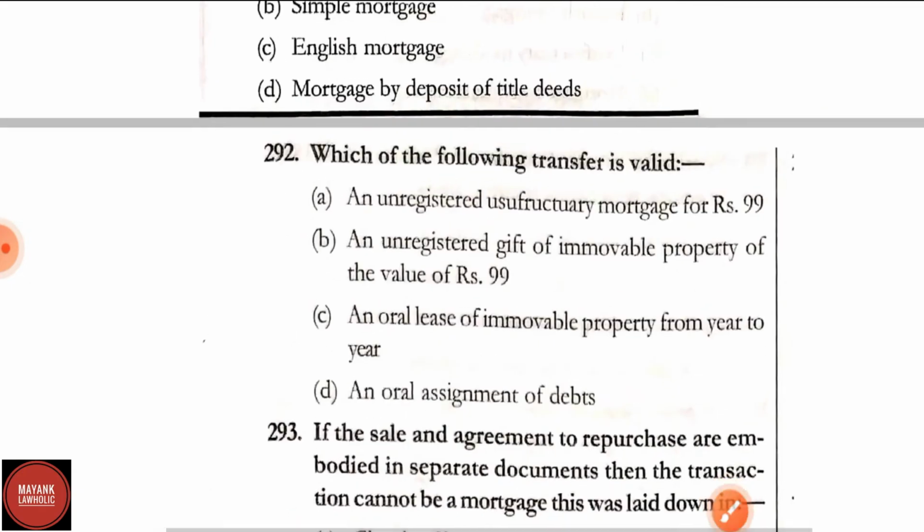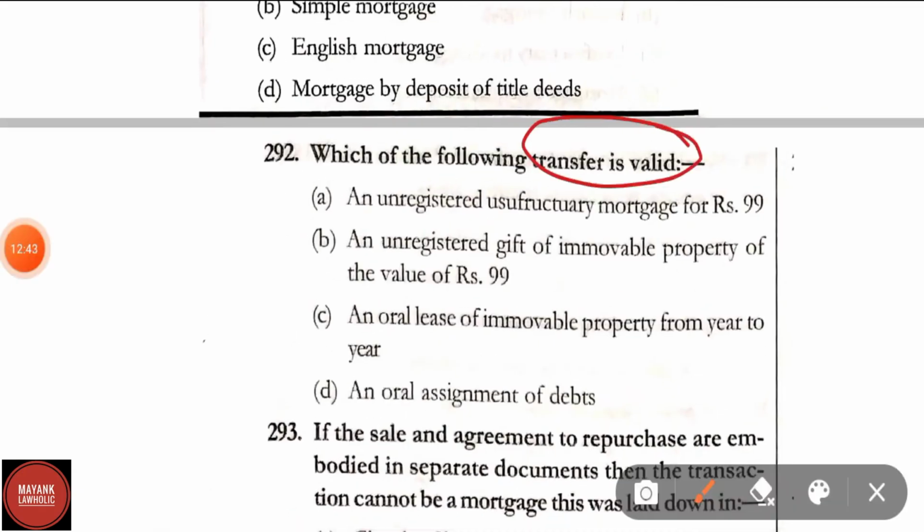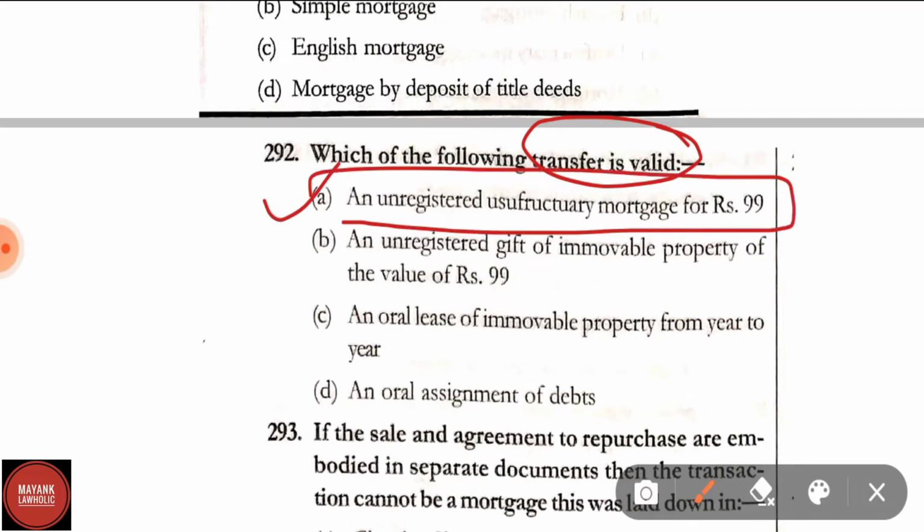Question number 292. Which of the following transfers is valid? An unregistered usufructuary mortgage for rupees 99, an unregistered gift of immovable property of the value of rupees 99, an oral lease of immovable property from year to year, and oral assignment of debt. Here correct answer is option A, an unregistered usufructuary mortgage of rupees 99. This transfer is valid.